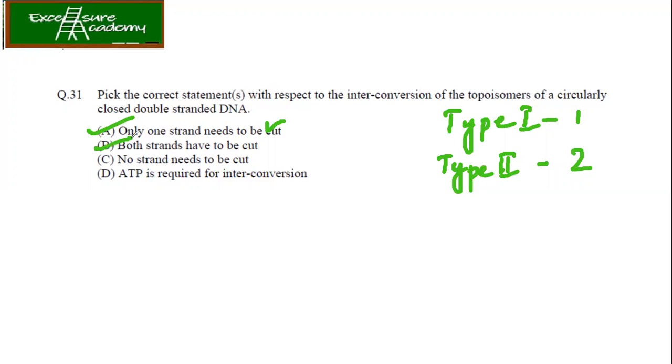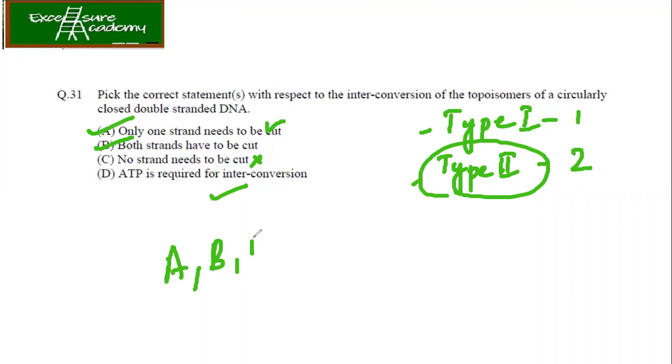Both strands have to be cut. Yes, as I mentioned just now. No strand needs to be cut. This is wrong because in order to interconvert or change any of the topoisomers of a DNA, it is required that there has to be a nick in the DNA. Now, ATP is required for interconversion. Yes, it is true because type 2 topoisomerase requires ATP in order to break the strand. So for this question, you need to select all the correct statements. So over here, the answer is A, B, and D.